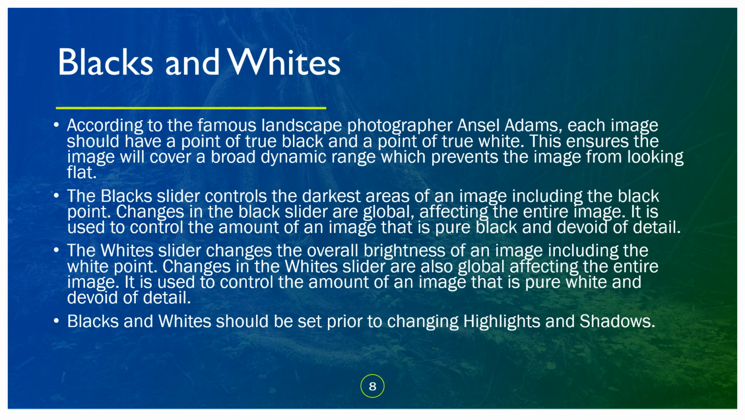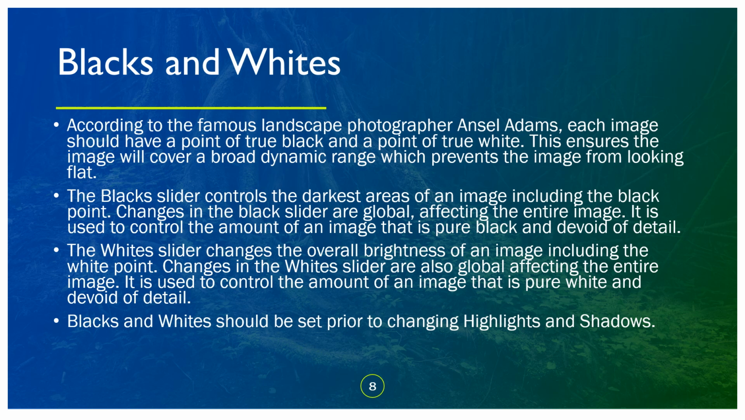According to the famous landscape photographer Ansel Adams, each image should have a point of true black and a point of true white. This ensures the image will cover a broad dynamic range, which prevents the image from looking flat. The black slider controls the darkest areas of an image, including the black point. Changes in the black slider are global, affecting the entire image. It is used to control the amount of an image that is pure black and devoid of detail.